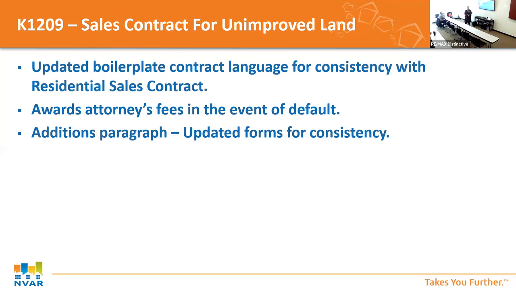For the sales contract for unimproved land, we are going to be looking at this more as a standard forms committee this year, but in the meantime, we have just updated the boilerplate and we've added an attorney fees paragraph to make sure it's consistent with the residential sales contract. And we've updated the additions paragraph at the bottom just to make sure it's consistent for now, but do expect big changes to come to this form later this year, hopefully.